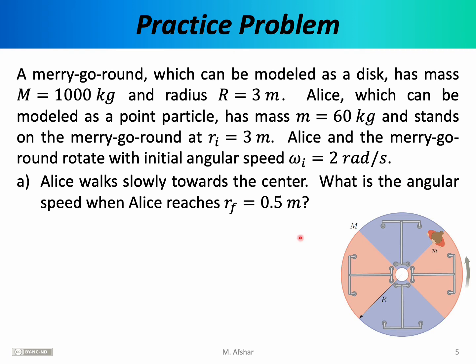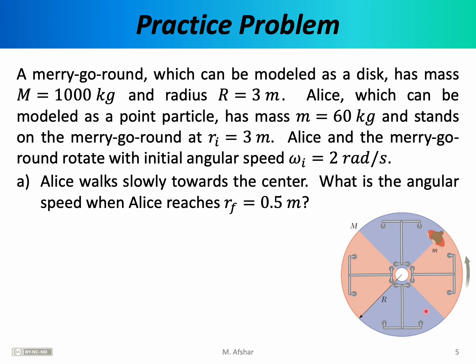Let's do another practice problem. A merry-go-round, which can be modeled as a disk, has mass 1,000 kilograms and radius 3 meters. Alice, which can be modeled as a point particle, has mass 60 kilograms and stands on the merry-go-round at 3 meters. Alice and the merry-go-round rotate with initial angular speed 2 radians per second. Alice walks slowly towards the center. What is the angular speed when Alice reaches 0.5 meters?